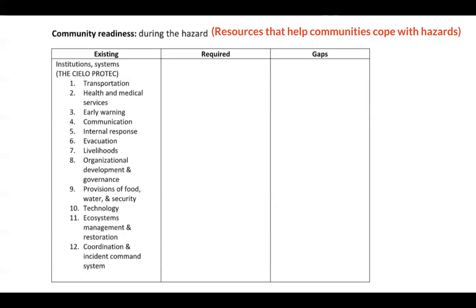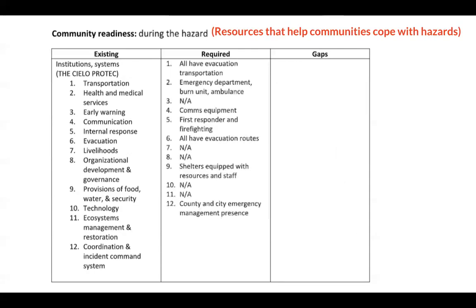The last part of the capacity assessment is assessing that readiness during a hazard, in the same way we just assessed readiness before a hazard. So we'll keep the elements from the Cielo ProTech acronym and think about how our needs for these items may change during a hazard. So for required needs, we have needs for evacuation transportation, an emergency department, communications equipment, first responders and firefighters, evacuation routes, shelters, and emergency management presence.